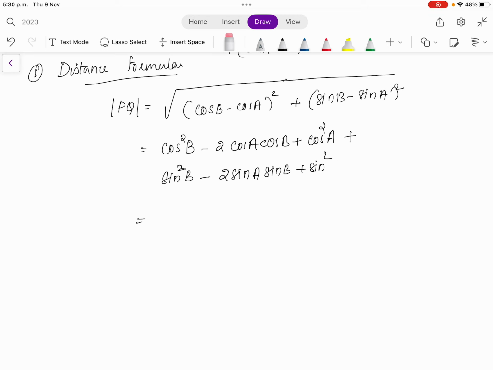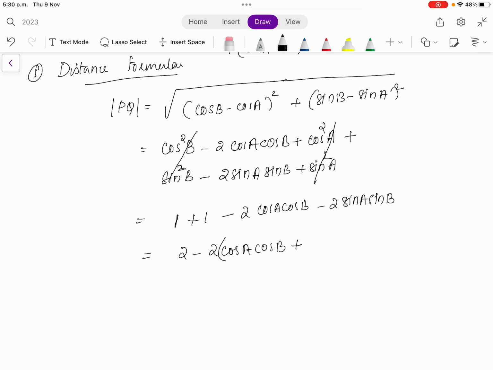Cos square b plus sin square b, this together will be 1. And this together, I'm not cancelling it, please note I'm not cancelling it, I'm just putting it as 1, plus 1 minus 2 cos a cos b minus 2 sin a sin b. Or I can write this as 2 minus 2 cos a cos b, or I can take the 2 outside, plus sin a sin b.